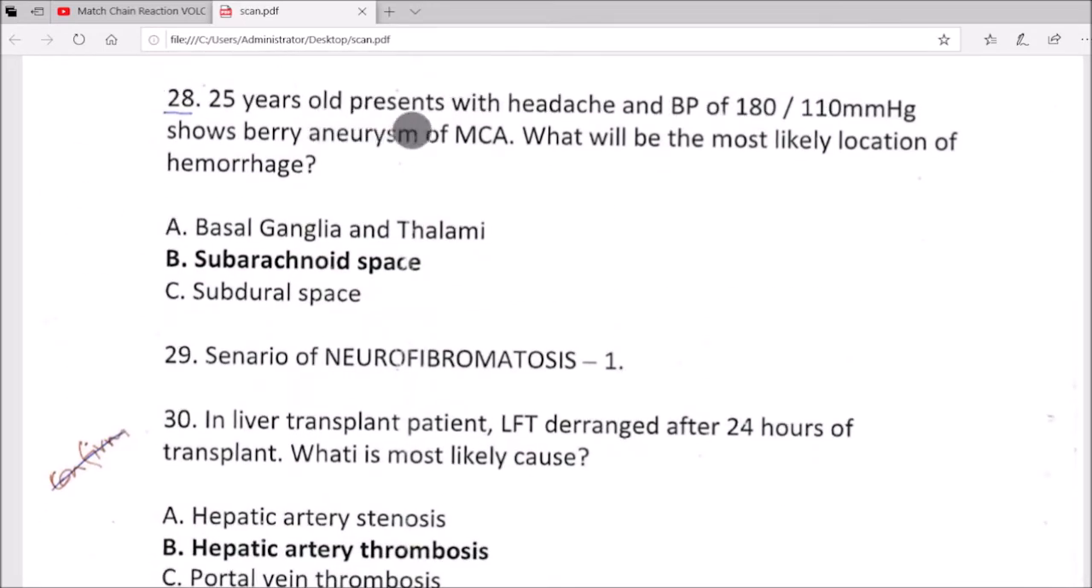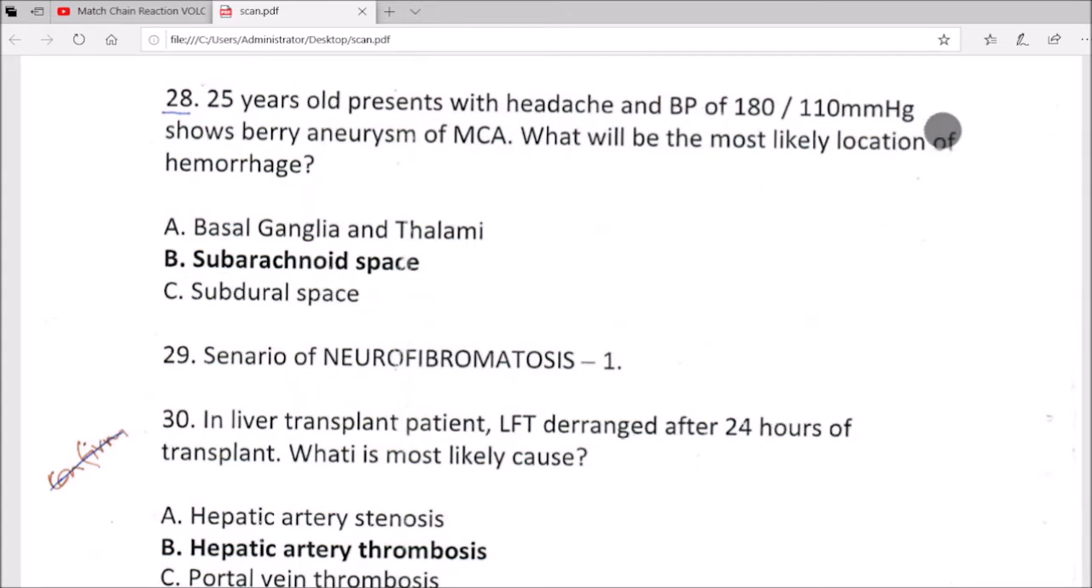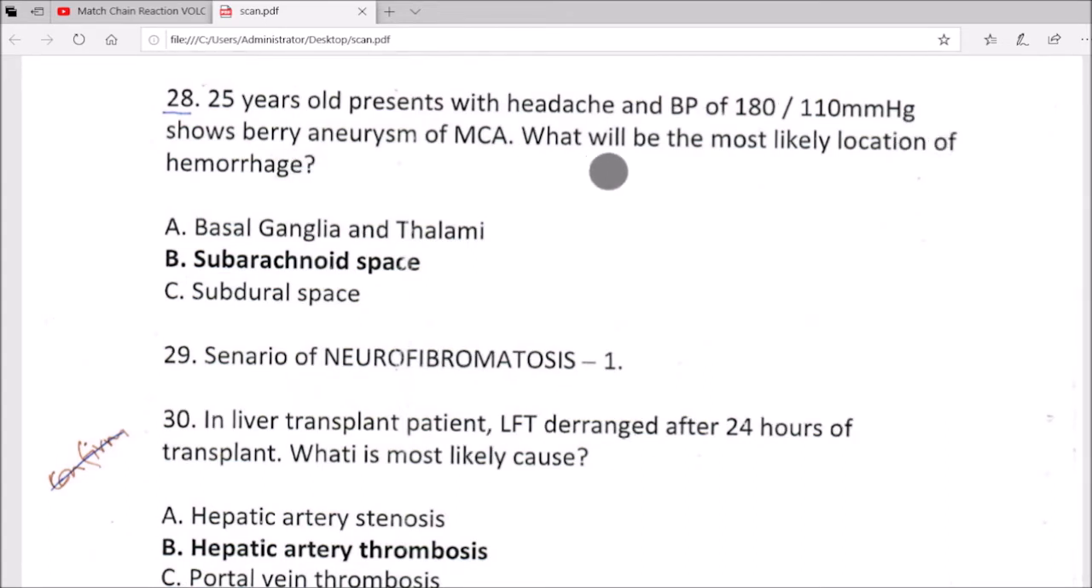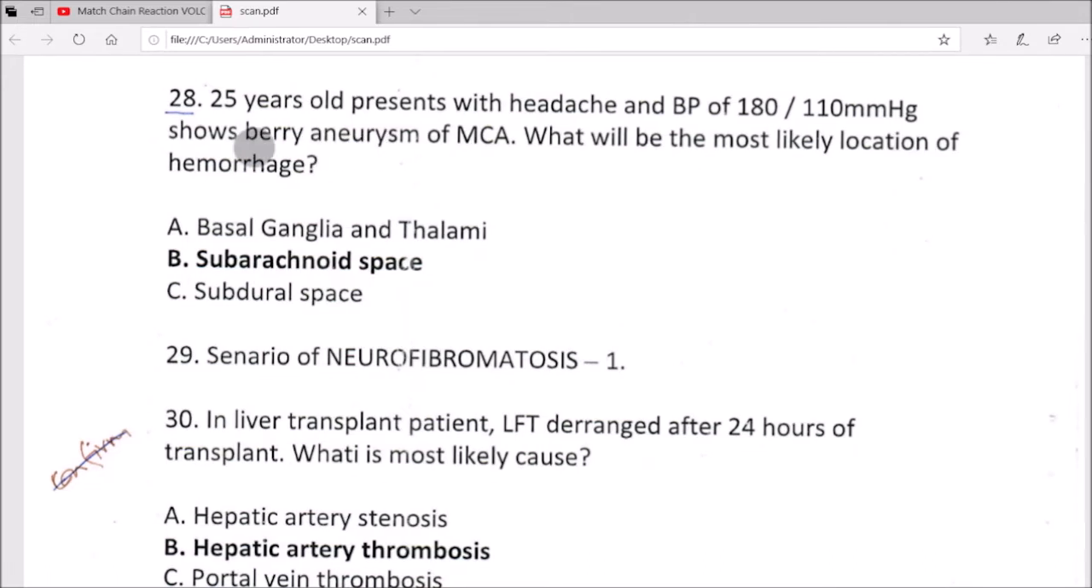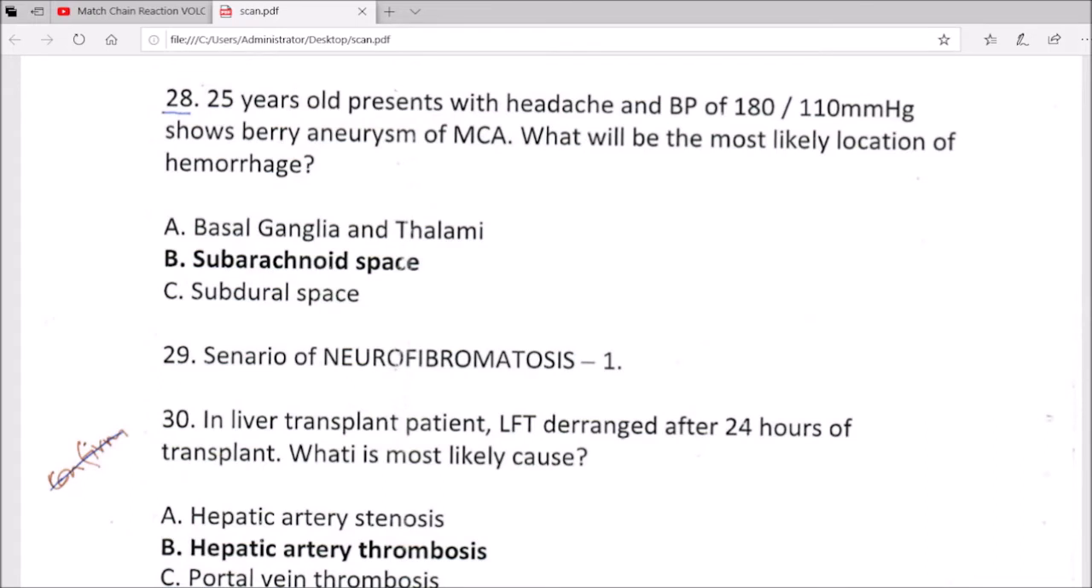28. A 25-year-old presents with headache and BP of 180 by 110. Shows aneurysm of the MCA. What will be the most likely location of hemorrhage? In hemorrhage, the aneurysm of the MCA most likely leaks into the subarachnoid space, so causing subarachnoid hemorrhage.